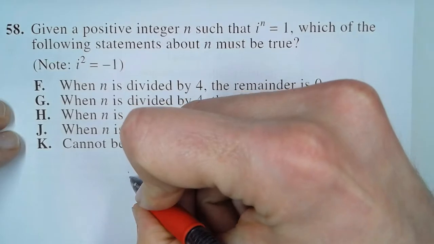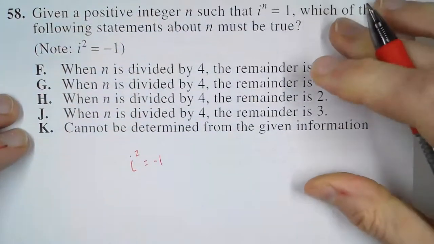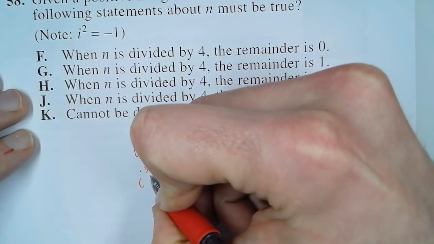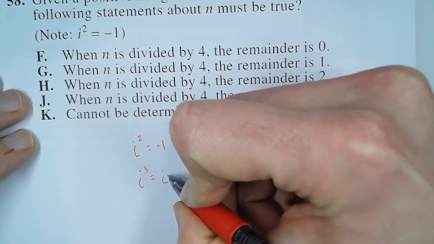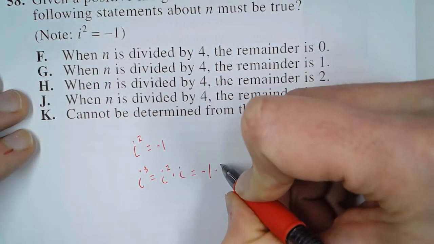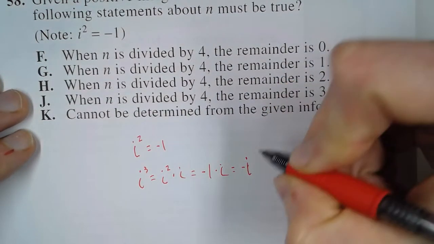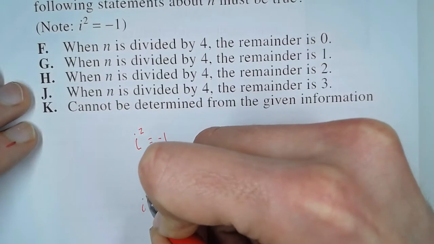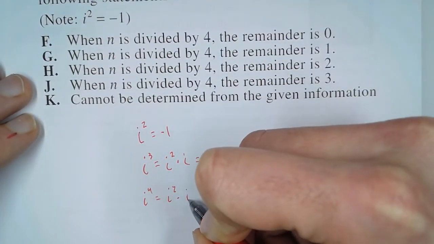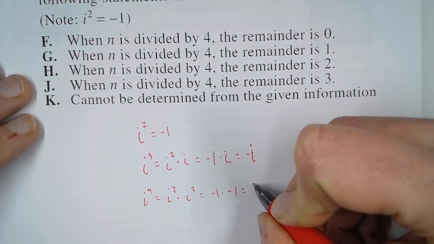Now, ACT will always tell you that i squared is -1. That's kind of the building block for us. So what about i cubed? Well, that's the same as i squared times i, which is -1 times i, which is negative i, not -1. Then what about i to the 4th? Well, that's going to be i squared times i squared, which is -1 times -1, which is 1.